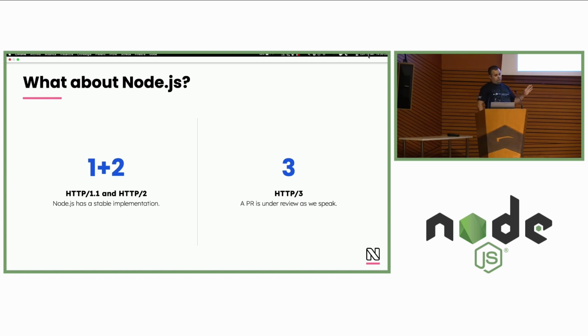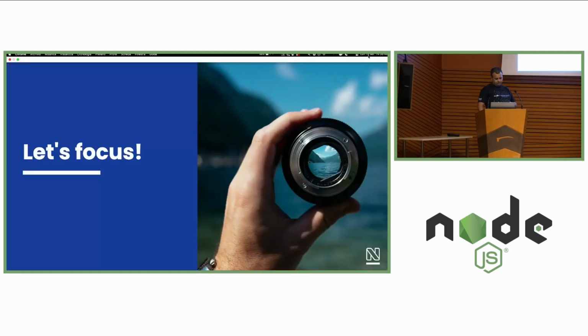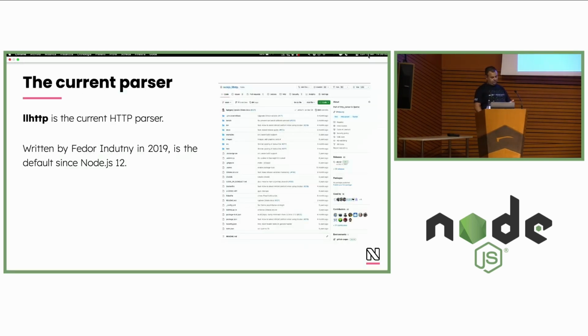What is the current situation in Node? We have implementation of all three. We have HTTP 1.1, which is stable, and same for HTTP 2. Then we have HTTP 3, for which a PR is on the way, and we all have to apologize to James again because we haven't reviewed his PR, so it is still pending review. But anyway, let's focus on what we are here for today.